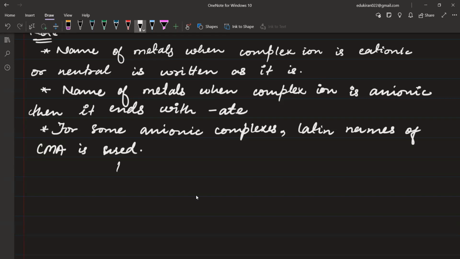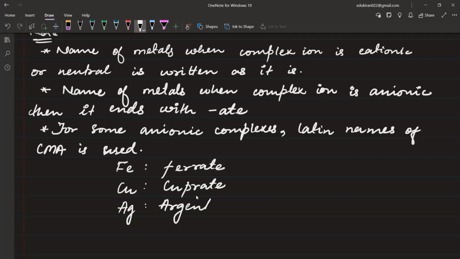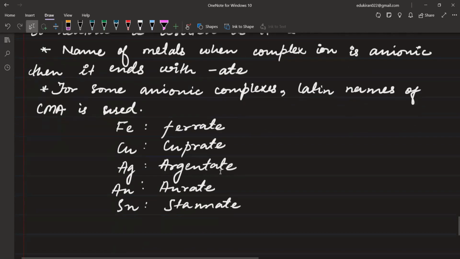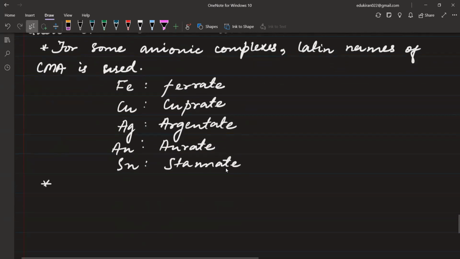For example, we saw now iron. It will be written as ferrate. You have copper, it will be cuprate. You have Ag, this will be argentate. Then you have Au, this will be aurate. Then you have Sn, it will be stannate. Right, next.